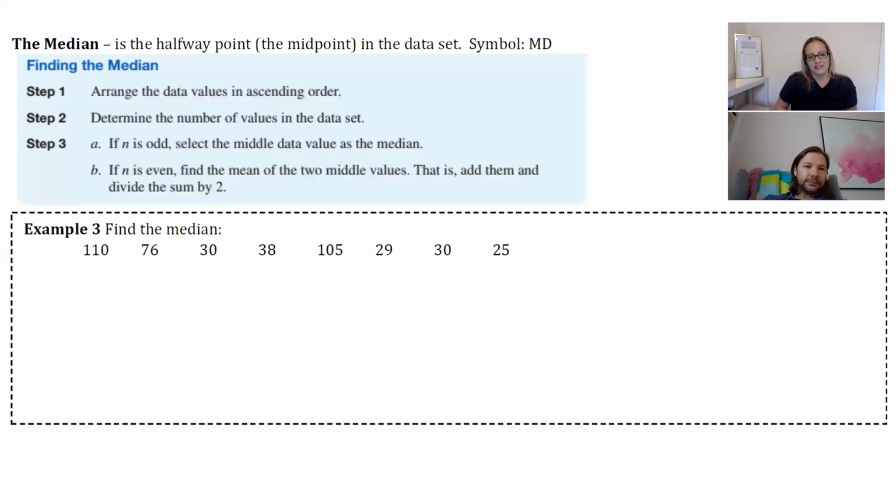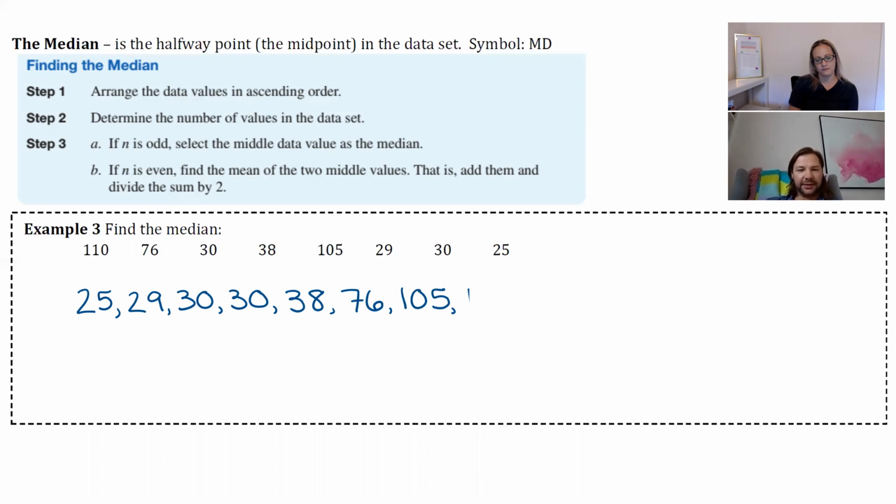So the second measure of central tendency is the median. Do you want to talk about that one? Sure. So the median is kind of like the middle. Mean is like average, where you sum things up and then divide by the total number. And median is actually trying to find the middle value. This is really straightforward if n is odd. In both cases, you just lay out your data and put it in ascending order. So I would rewrite this list, which has 1, 2, 3, 4, 5, 6, 7, 8 values in it, from 25, and then the next value is 29, and 30, 30, 38, 76, 105, 110.